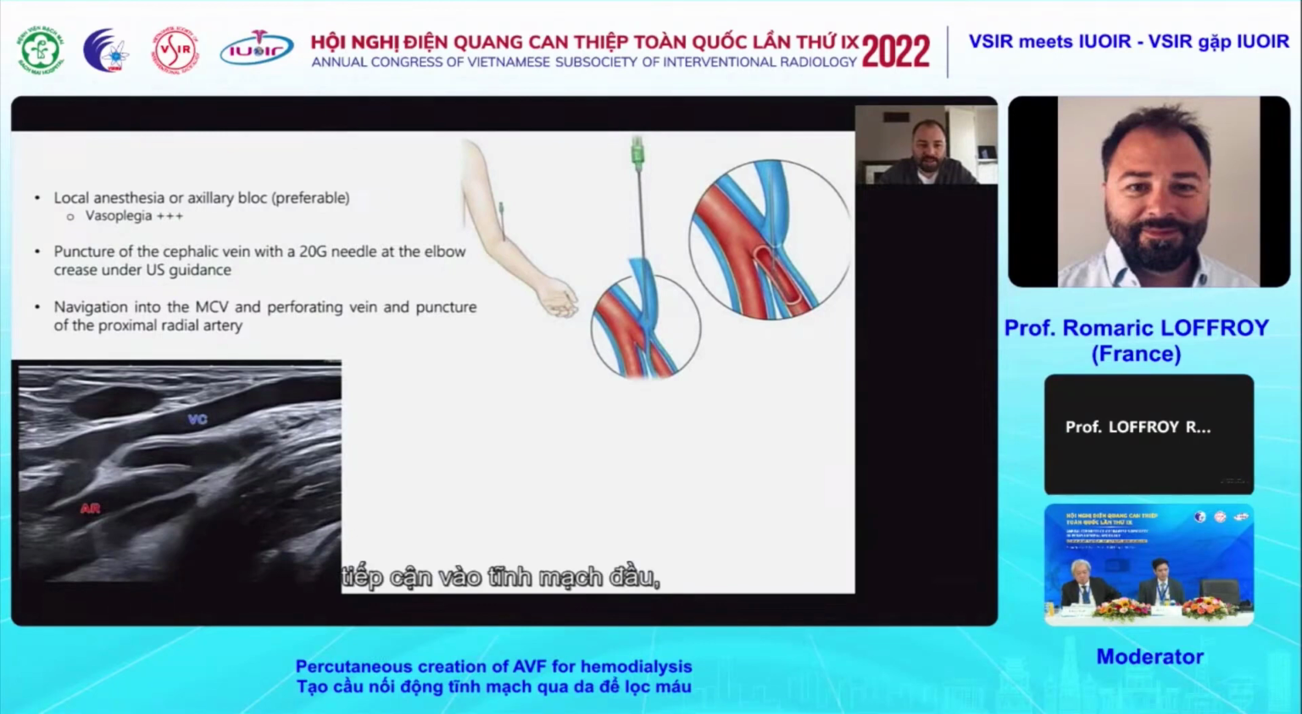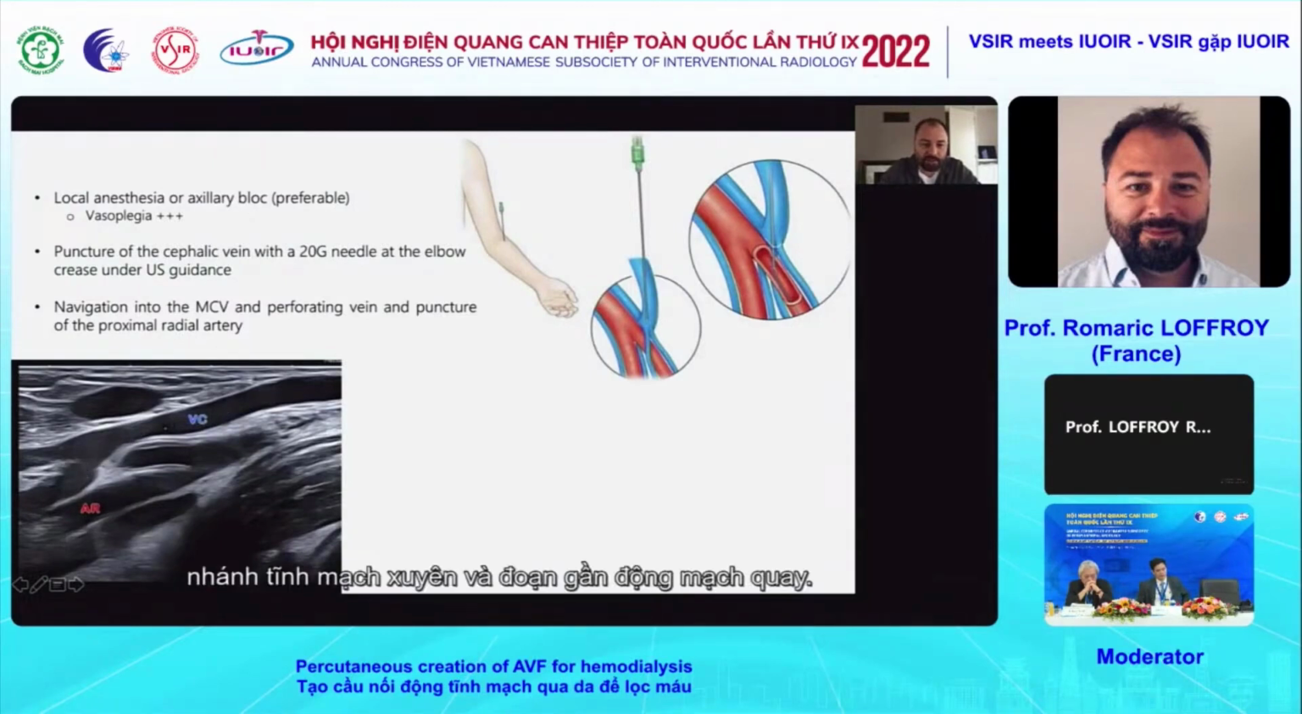The goal is to puncture the cephalic vein, as you can see on the sagittal view, by ultrasound with a 20 gauge needle at the elbow crease under ultrasound guidance, as you can see here. And this is the perforating vein, and then the proximal radial artery.